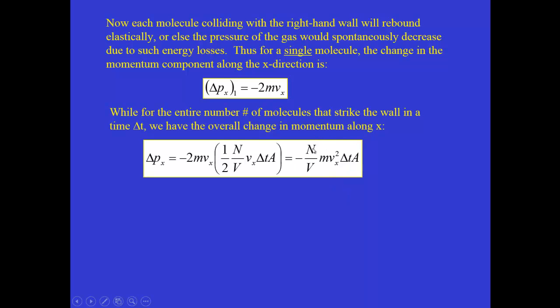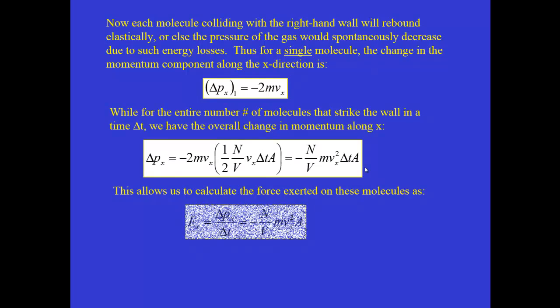So N, again, remember, is the total number of molecules, V is the total volume of the container, and then we have the familiar quantities here where A represents the area of one of the container walls. Now, from the change in momentum, if we remember Newton's second law, we can now calculate the force exerted on these molecules when they collide with the right-hand wall of the container.